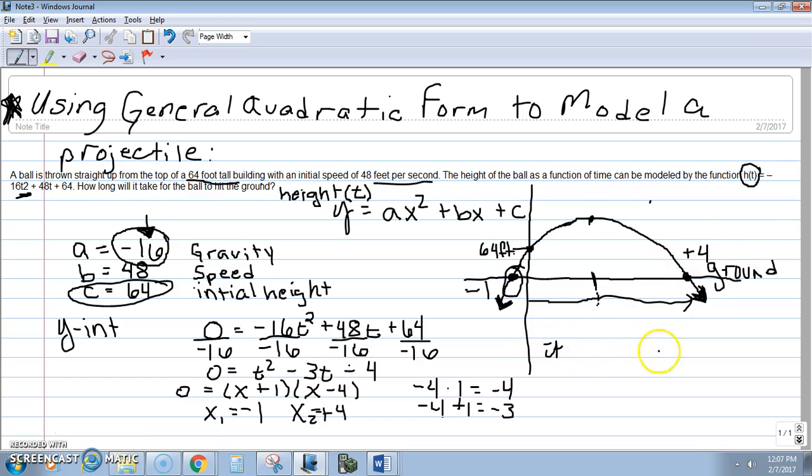So if we're answering in a complete sentence, it will take 4 seconds for the ball to hit the ground.